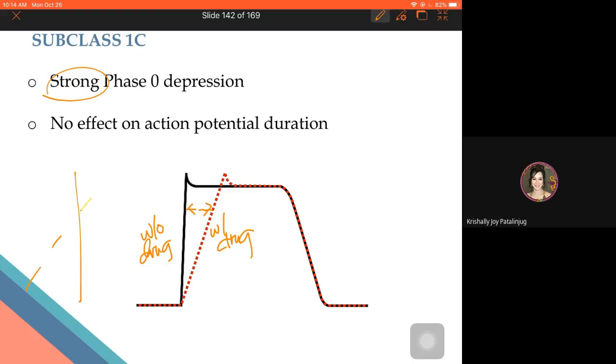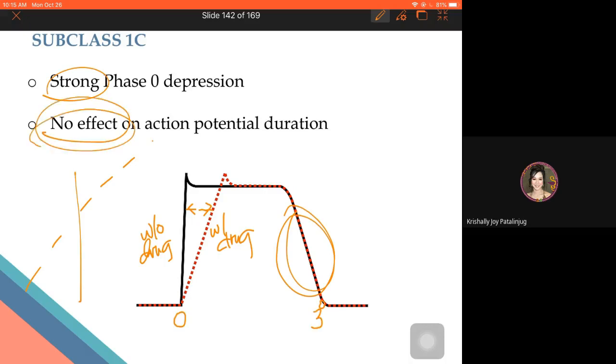However, take note that some class 1C agents do not block sodium channels. That's why phase 3, the repolarization phase, remains unaffected. Repolarization is the same with and without the drug. From phase 0 to phase 3, it is unaffected. The refractory period did not change, which is why there is no effect on the action potential duration. So again, the main action of subclass 1C is that they delay the depolarization phase.